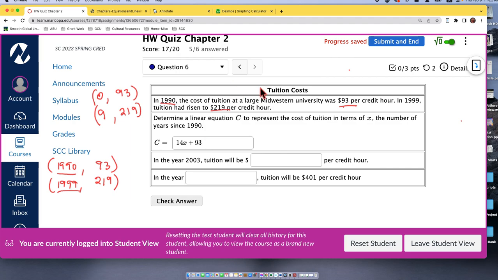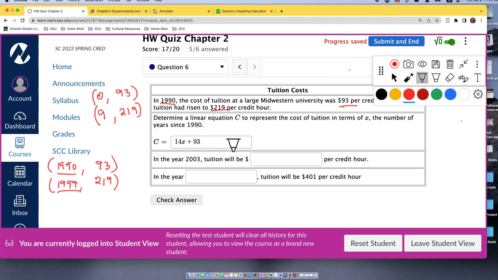So now that we've got our equation, we're going to put in that our cost will be, we're going to plug in 13 for X. Wait, why is it 13 again? 2003, and we're starting at the year 1990. Oh, gotcha. So you could just subtract the years. It's 13 years difference. Gotcha.